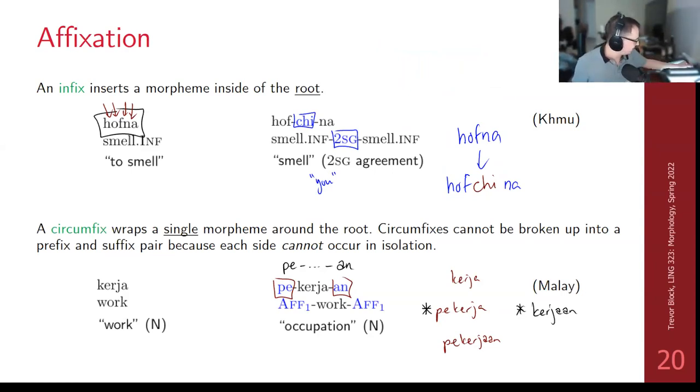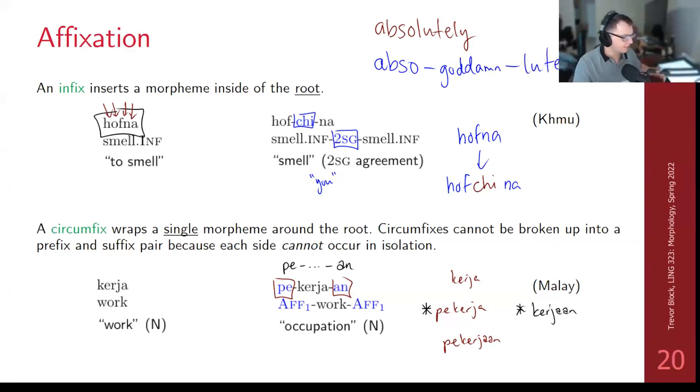So, with words that are three syllables or more with certain stress patterns, like absolutely, we can insert curse words inside the words to emphasize them. And this is all based entirely on stress. So this is some phonological conditioning. So abso-goddamn-lutely is fine. And this is an example of infixation.